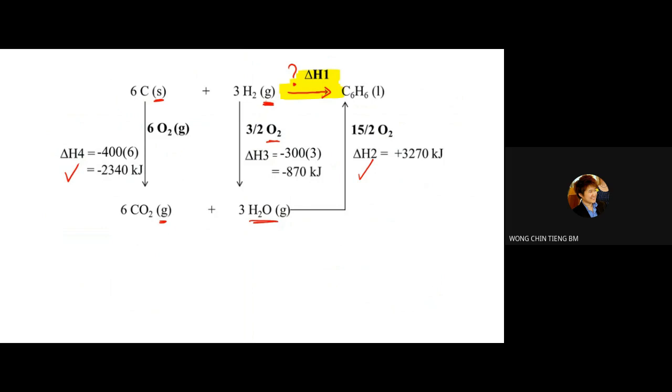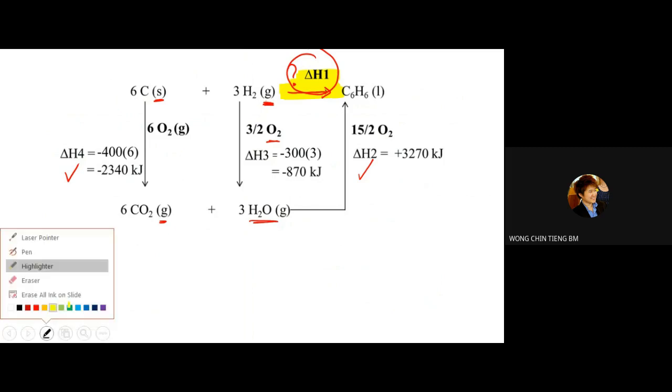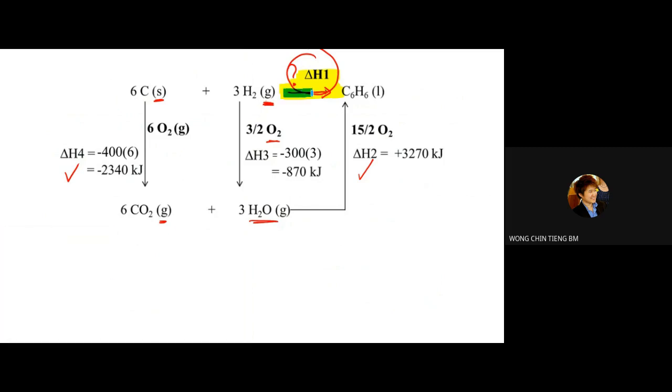Tapi first thing in Hess's law, do you realize the destination is the same? Syarat dalam Hess's law satu, the destination must be the same, the product must be the same. Satu je boleh ubah jalan. Okay? And how do I know delta H1 sama dengan apa? Belajar vektor tak? Nampak arrow tu? Arrow yang kita nak. Fokus pada arrow yang kita nak. Then, kita bergerak kepada arrow yang kita ada. Semua arrow lain kena bertentangan dengan dia.